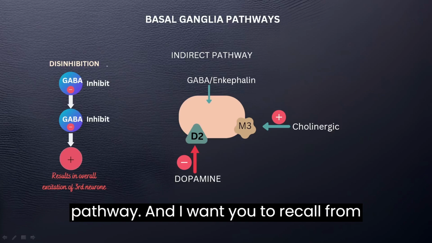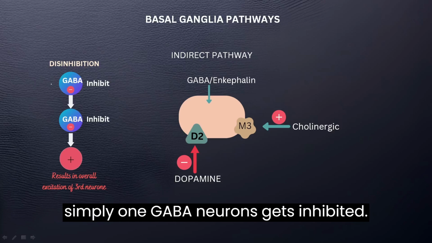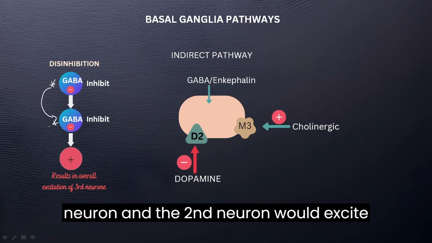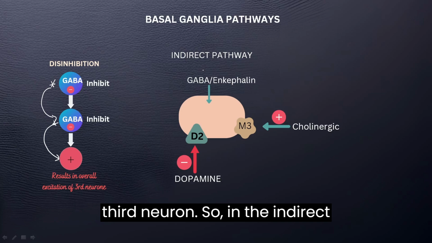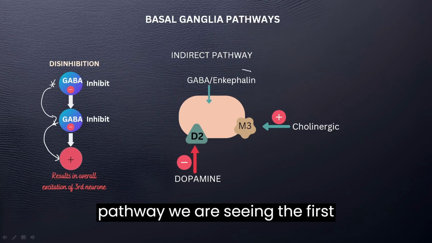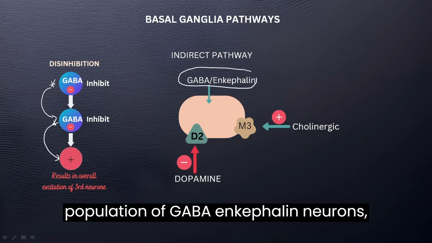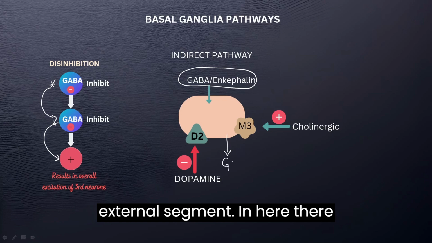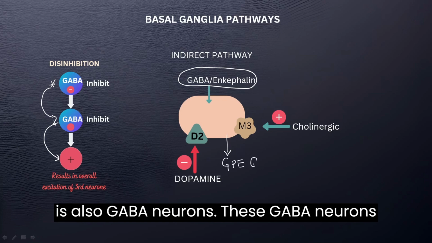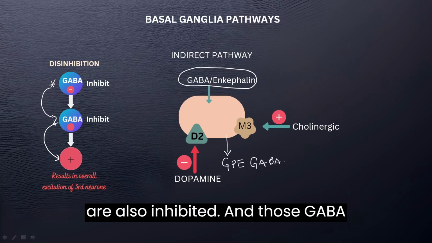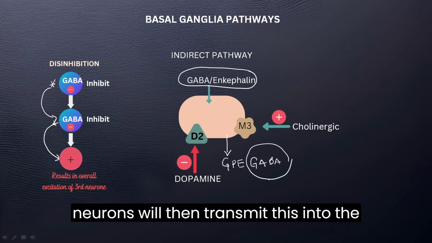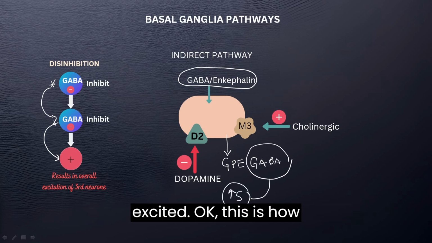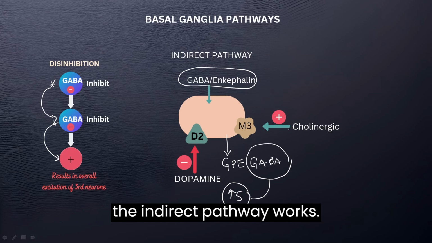And I want you to recall from the disinhibition phenomenon, which is simply one GABA neuron gets inhibited, those neurons would inhibit a second neuron, and the second neuron would excite a third neuron. So in the indirect pathway, we are seeing the first population of GABA enkephalin neurons, they get inhibited. They are then transmitted into the globus pallidus external segment. In here, there is also GABA neurons. These GABA neurons are also inhibited, and those GABA neurons will then transmit this into the subthalamus, which will become excited. Okay, this is how the indirect pathway works.